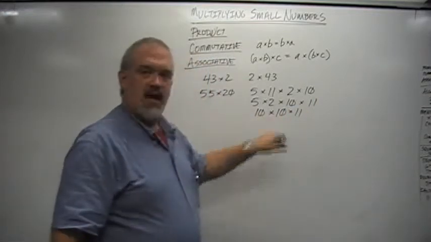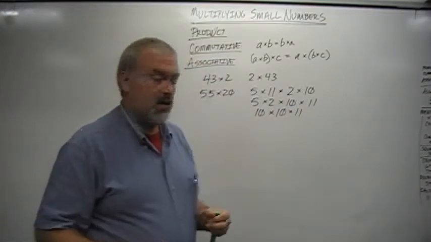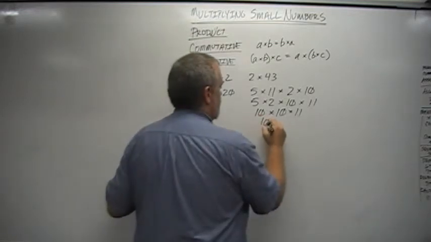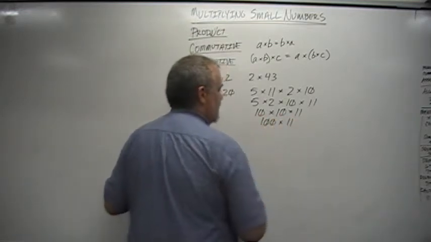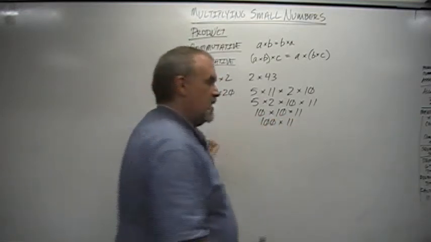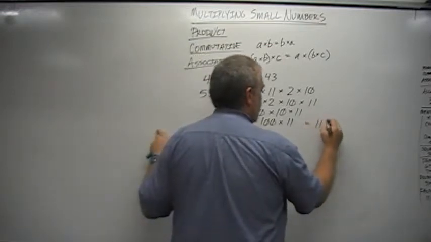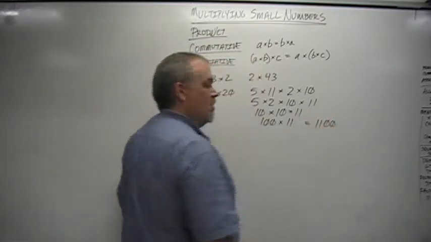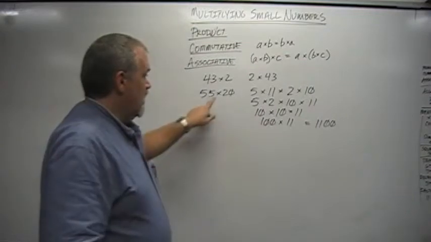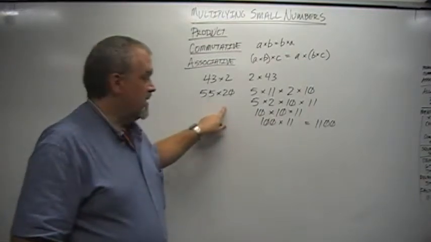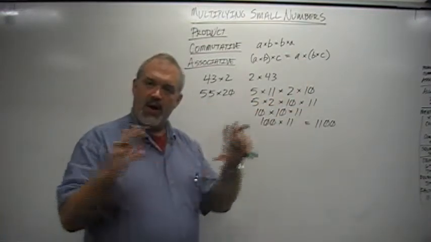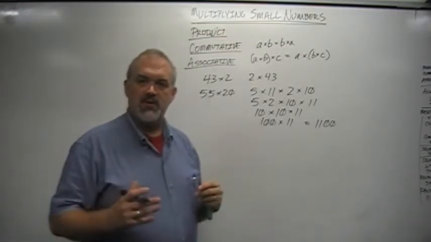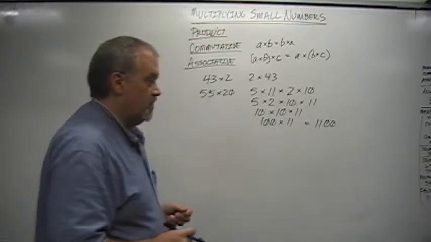And we all know 10 times 10 is 100. Times 11, which gives me 1100. Or 1100. Which you might be able to get from this, but if you can do this mentally, break it apart, put it back together in a way that makes more sense, it'll be easier for you.